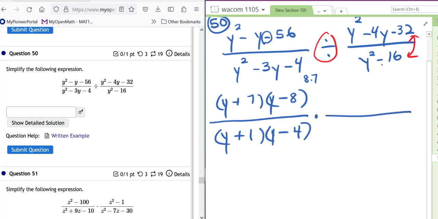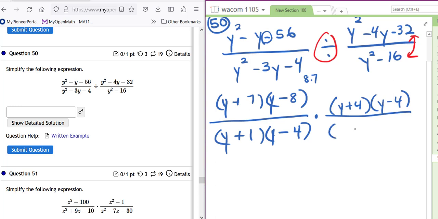All right, this is times. All right, this one's going to the numerator. This is a difference of squares. 2 terms minus exponent of 2 and perfect squares. So y plus 4, y minus 4. You want to be that fast with that one.